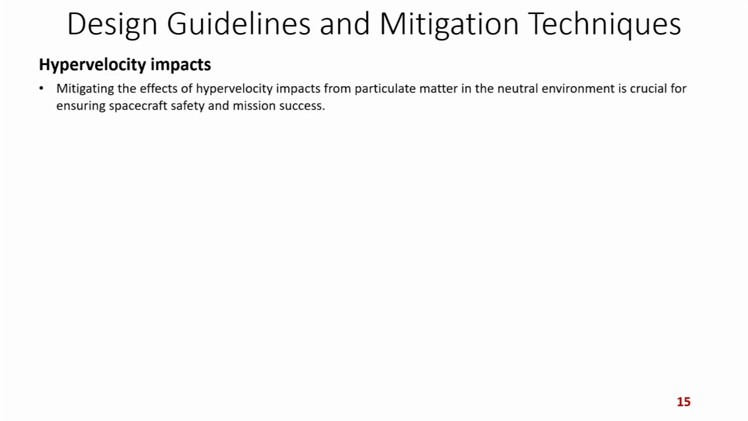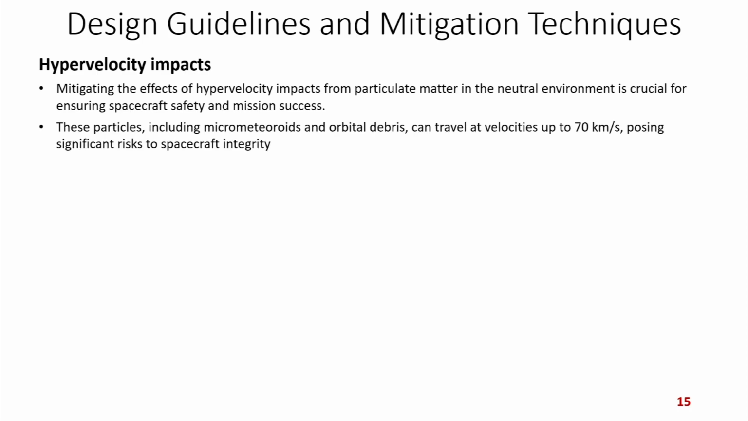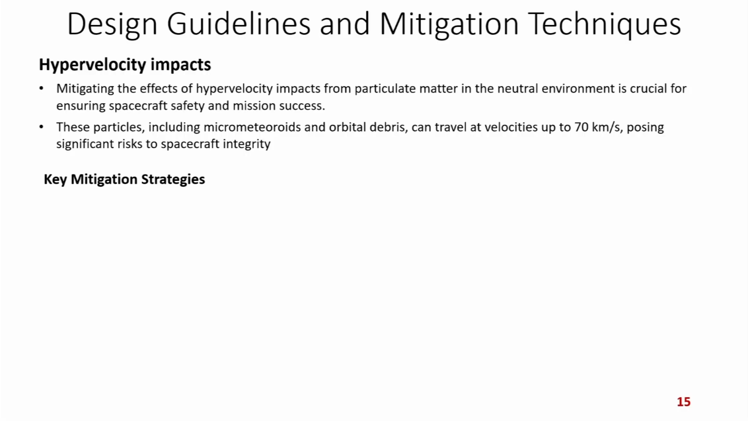Already I said that hypervelocity impacts are handled by making a proper shield. When the size is less than 1 centimeter, you can use a proper shield, or if it is more than that, then one can use either maneuvering or avoiding the collisions by the methods we discussed. So, what are the key mitigation techniques?